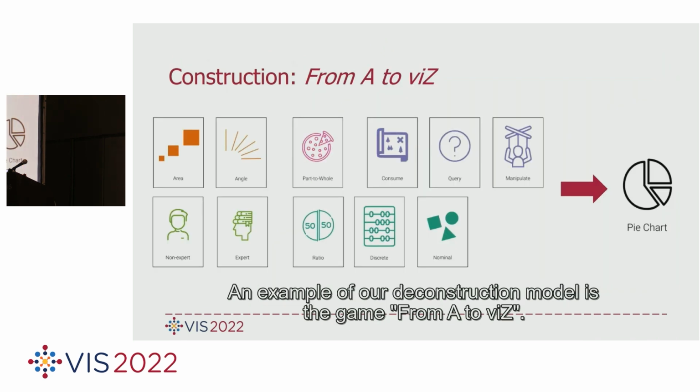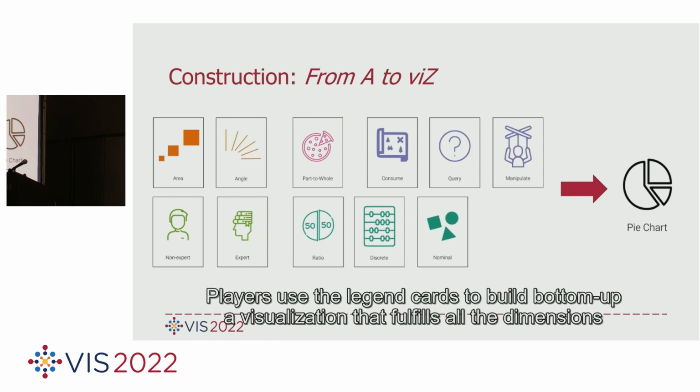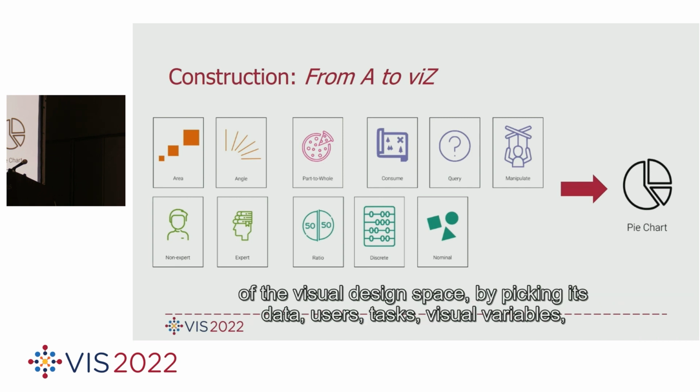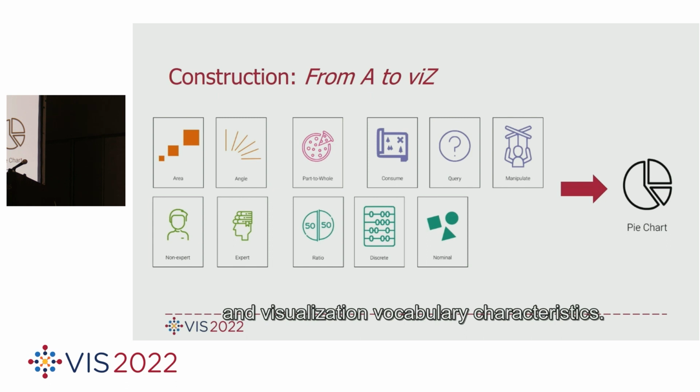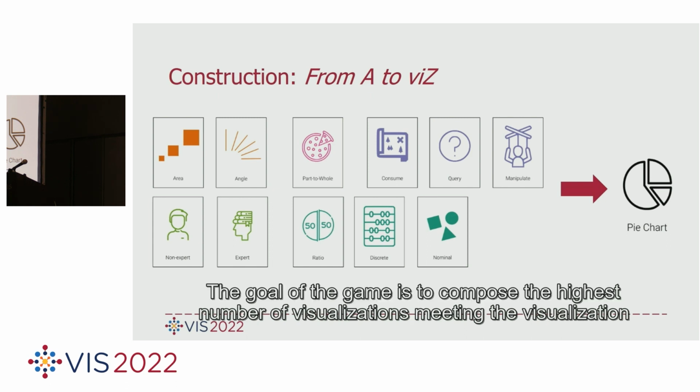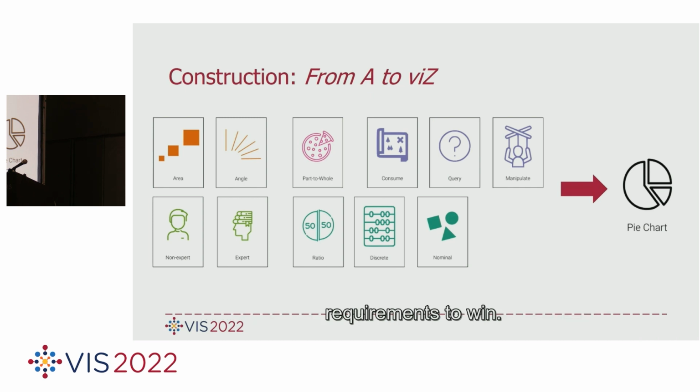An example of our construction model is the game From A to This. Players use the legend cards to build bottom-up a visualization that fulfills all the dimensions of the visual design space by picking its data, users, tasks, visual variables, and visualization vocabulary characteristics. The goal of the game is to compose the highest number of visualizations meeting the visualization requirements to win.